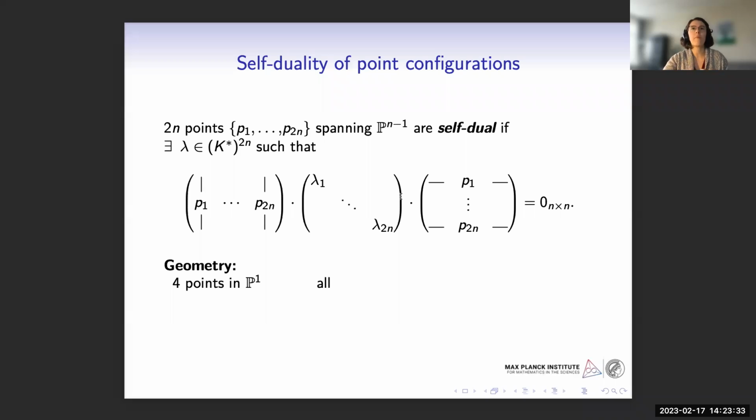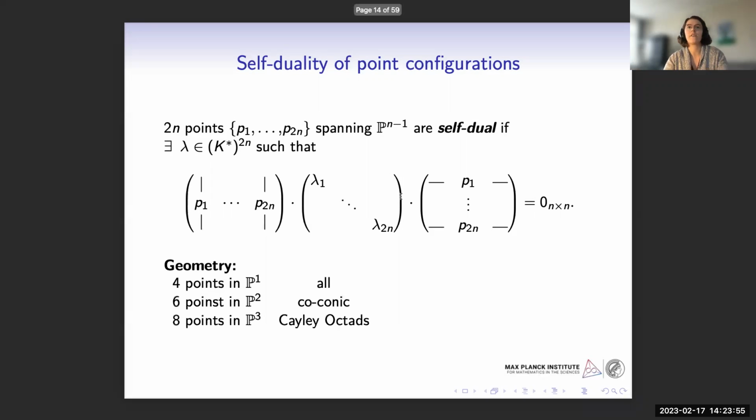So if we take a step up and look at a few more points, it becomes, of course, more complicated. For 6 points in P2, the condition to be self-dual means that the points live on the same conic. So this is already a codimension 1 condition. And if we take one more step, there's also a nice geometric interpretation. 8 points in P3 are self-dual if they form a so-called Cayley Octad, which we will come to at the end of the talk again.